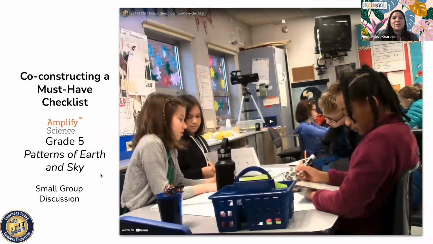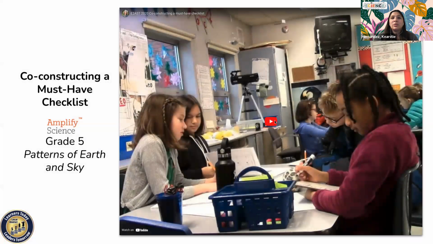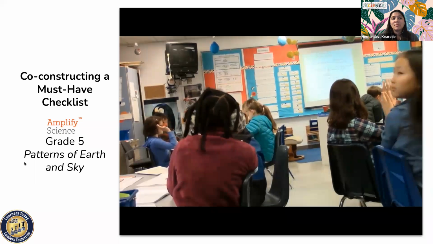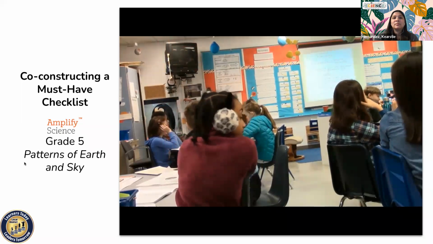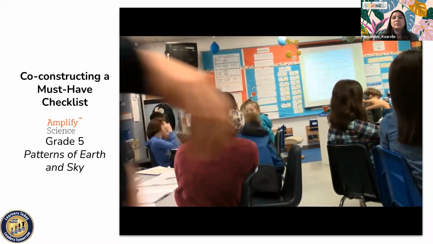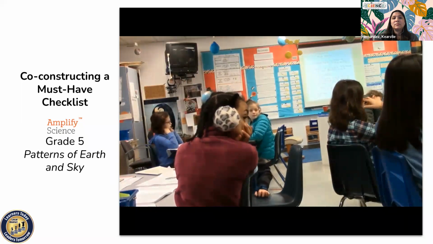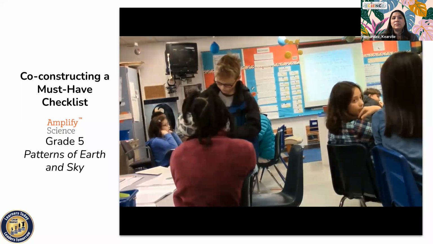All right. So that was kind of small group to whole group. And then we're going to watch the whole group come together at the end. So this is a suggested list of must-haves, meaning it's just to give you an idea of what you might want to include on your model to be able to explain the relationship between the Earth and stars.